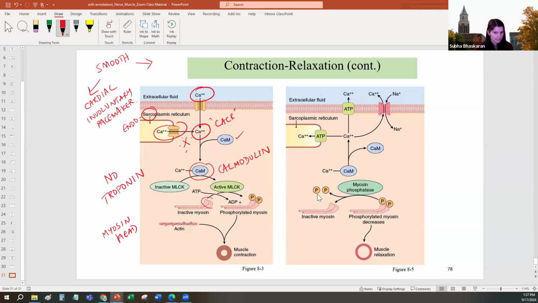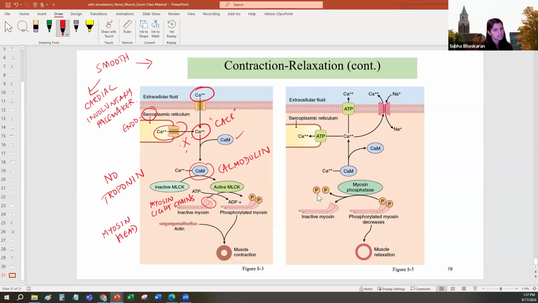Here, this head, we call that light chain kinase. So we call that myosin light chains. That's all the differences. It's the same thing. It looks like a head. We just don't call it that. We call that myosin light chain.